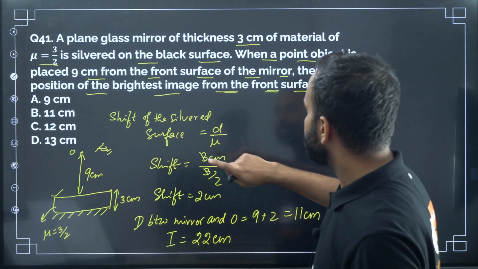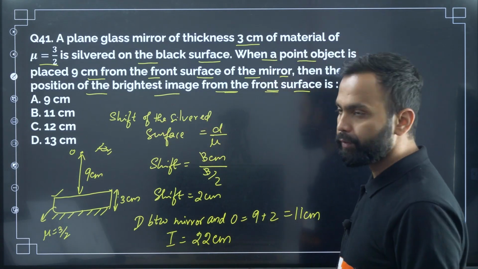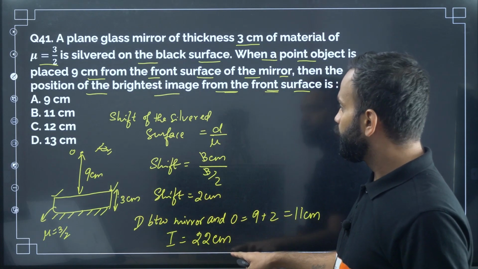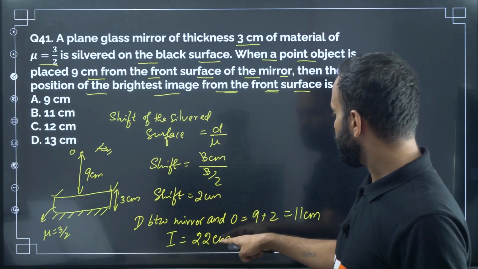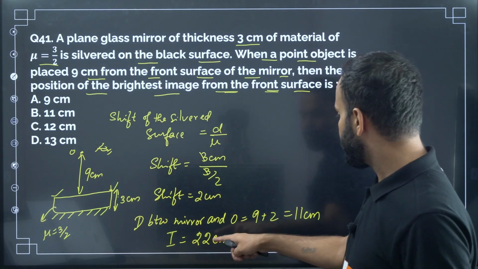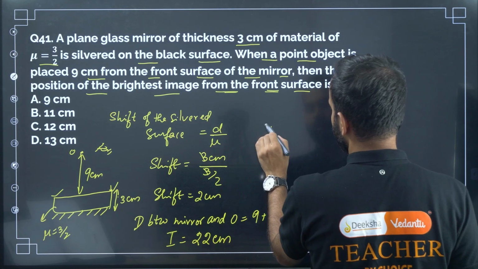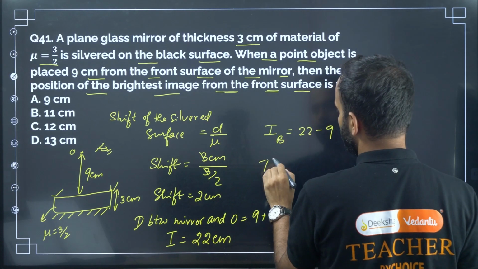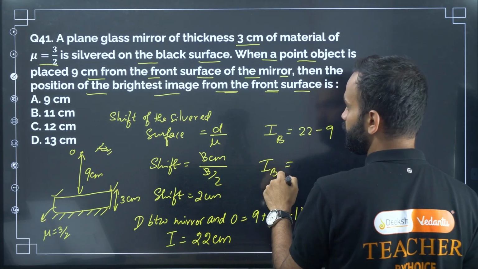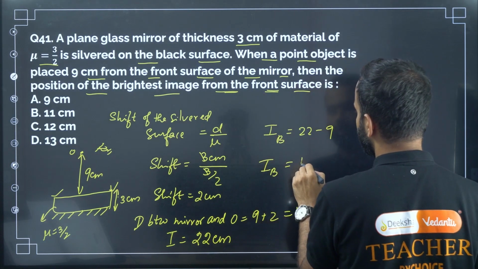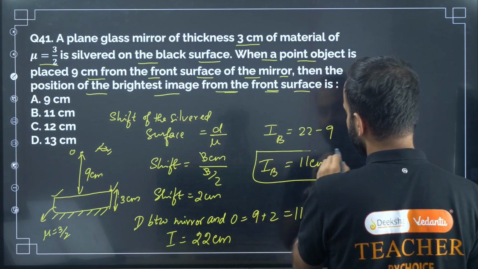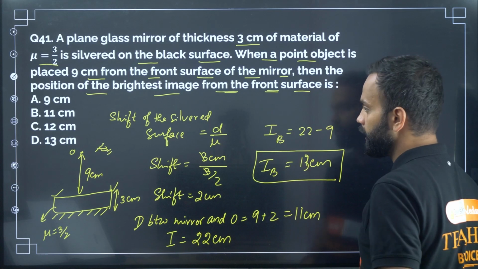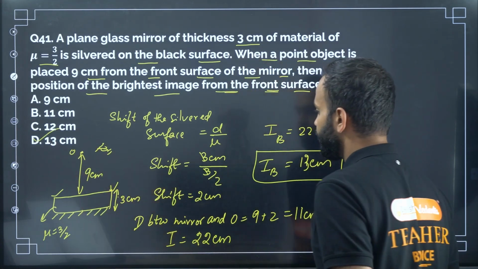So what are they asking? They are asking the position of the brightest image from the front surface. So 22 minus 9, the brightest image IB is equal to 22 minus 9. So the position of the brightest image from the front surface will be 13 centimeter, sorry, not 11 centimeter, 13 centimeter. So the correct option is D.